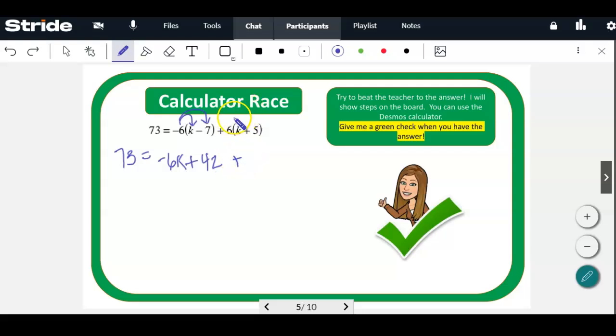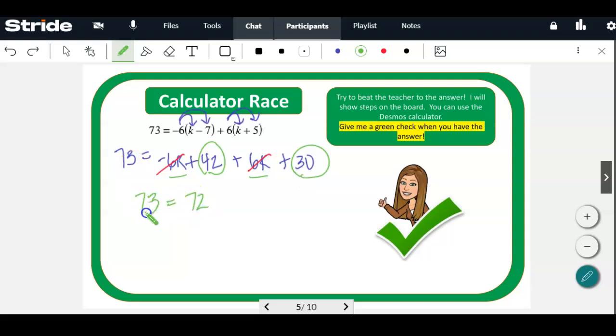Then we have the next set of parentheses. We have to do distributive property again. 6 times k is 6k. Well, this is going to be interesting. And then 6 times 5 is 30. We're going to combine like terms. So we have -6k plus 6k. Y'all, that's 0. Those cancel out. So then I'm going to combine the 42 and the 30, and I get 72.